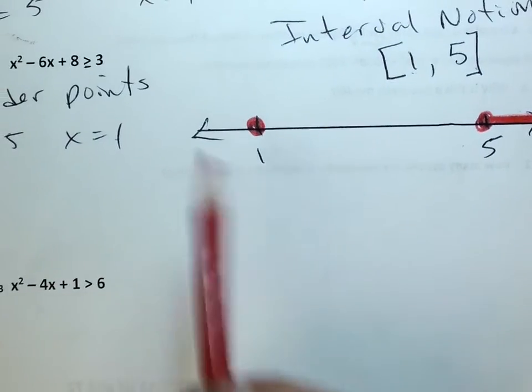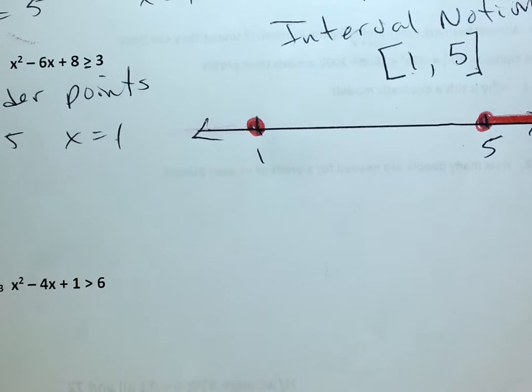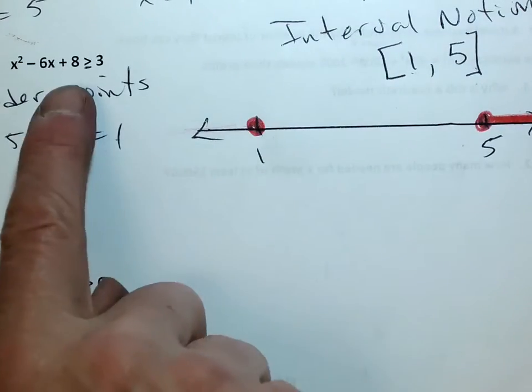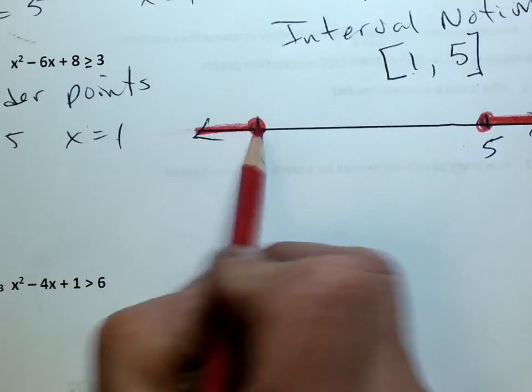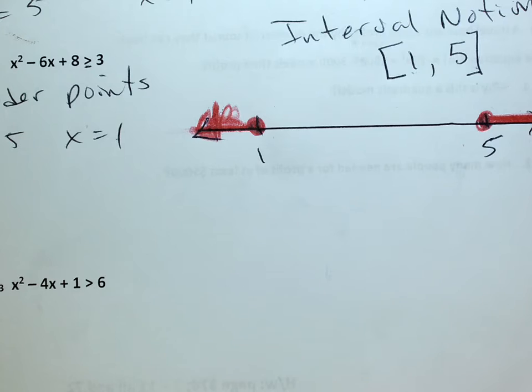And when I plugged in 0, it was bigger than 3, right? I mean, when I plugged in my calculator, when I plugged in 10, I got 43. When I plug in 0, I know I get 8. That's true. It would be bigger than 3, okay? So it's just shading the opposite direction, isn't it?